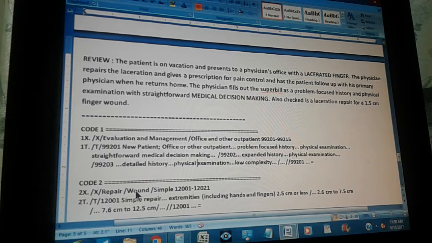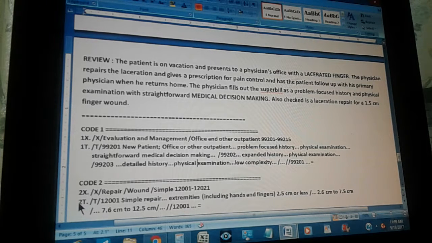But there's no laceration because the laceration is included in wound. It's a wound, right? And then we choose what? We go to simple. Simple because it doesn't specify what kind of repair it was. When it doesn't specify, by default, you go to simple, right? And then we have a range, right? 12001 to 12021. And how this range changes, we have to go to the tabular for that.